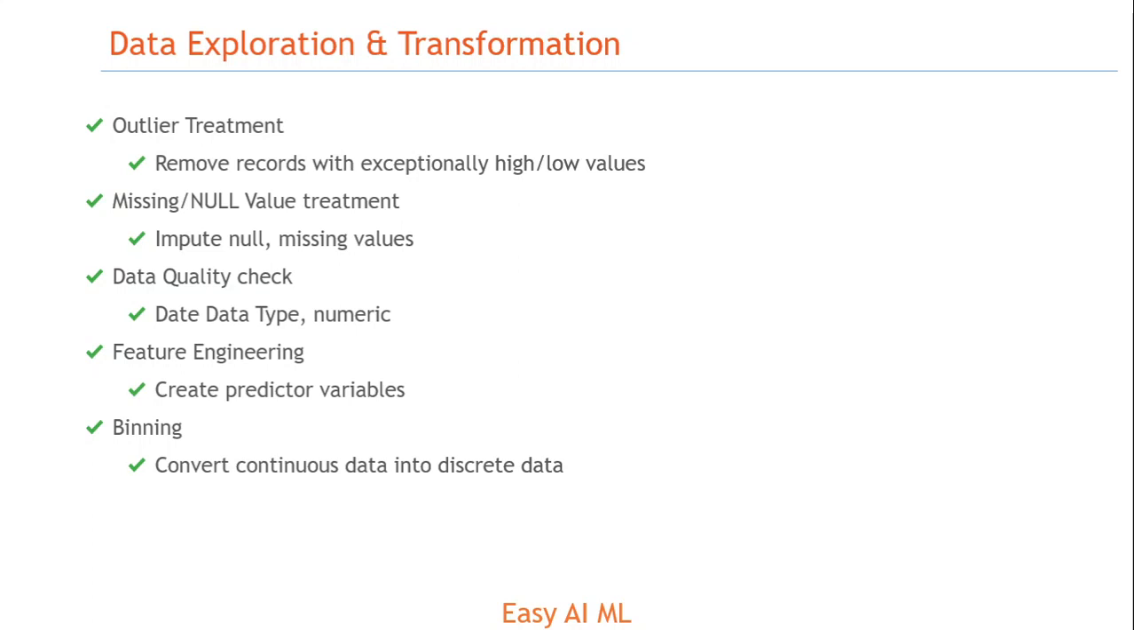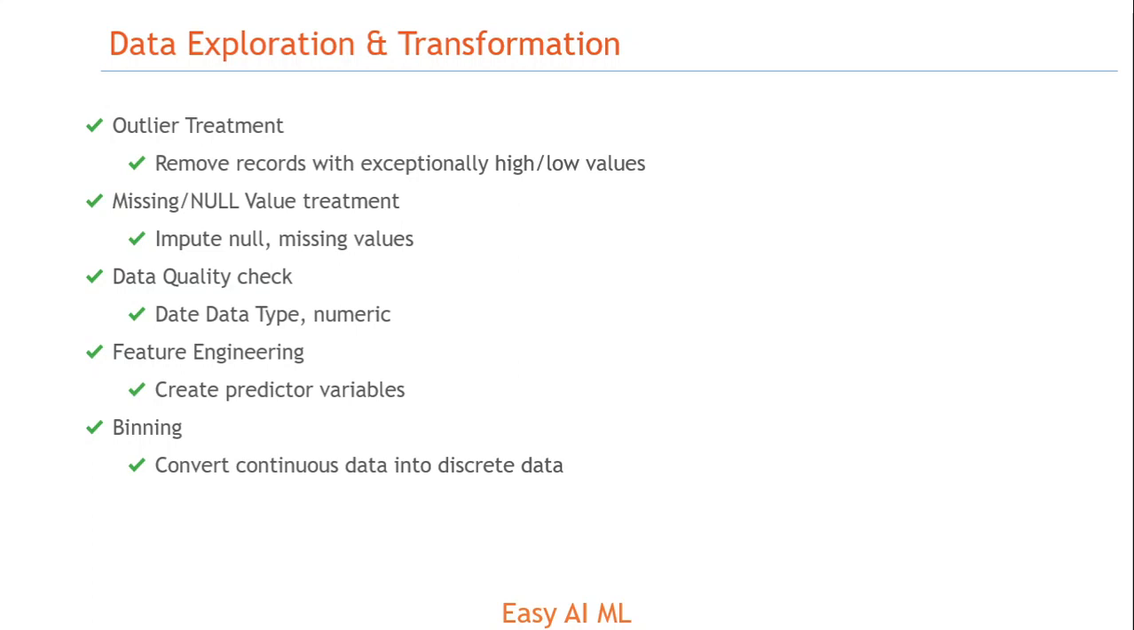Now let us understand data exploration and transformation. These are the most common activities done during data exploration and transformation. So let us understand these activities. Outlier treatment is exclusion of records with abnormally high or low values to remove bias. Missing null value treatment is the removal of records with null values. We need to be cautious that we should not remove a large number of records doing this treatment. Data quality check is to ensure data types and values are accurate.